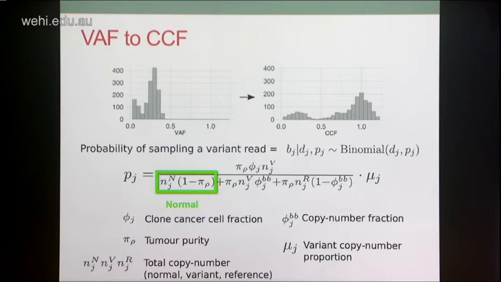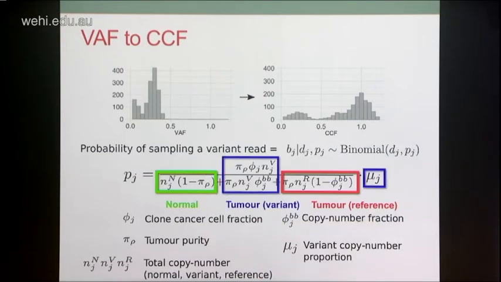We can break this down into a few different components. Here's the normal component. You've got this pi rho, which is the tumor purity, and then you've also got the total copy number of the normal, so this should almost always be 2. And then you've got your tumor reference. This contains a few other parameters. You've got your tumor reference copy number state, and this you will obtain from a copy number calling algorithm that lets you look at clonality. So that's where your fraction comes from, and you've also got your copy number as well.